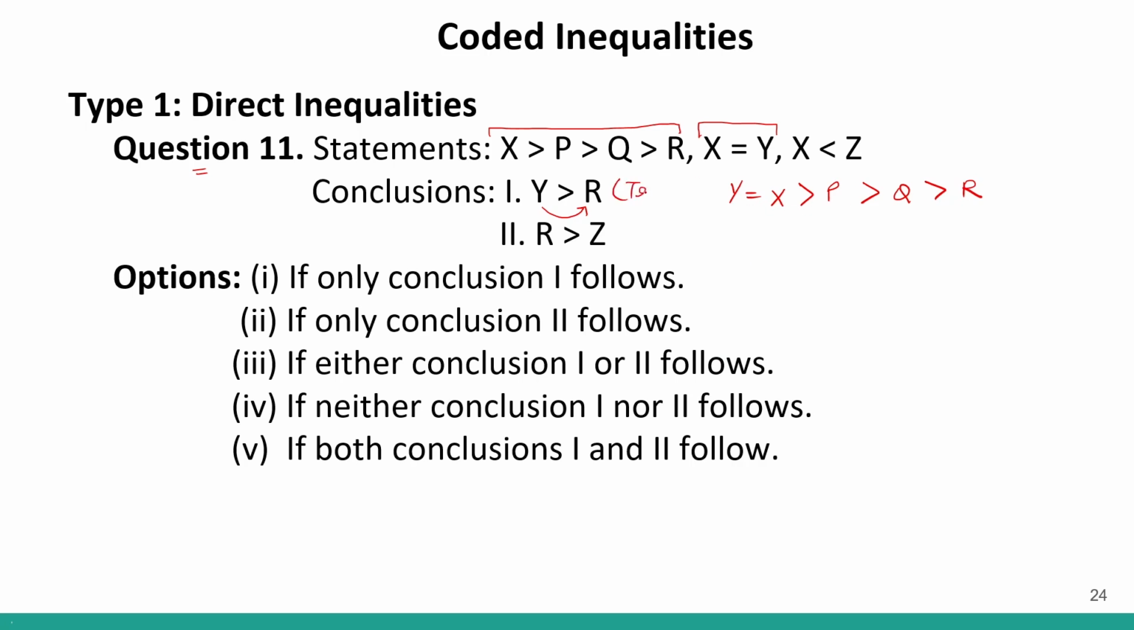So this is true. Coming to conclusion 2, R is greater than Z. So we will have to move from R to Z, correct? Now over here we have a relationship between X and Z which says that Z is greater than R, correct? So based on this information, I can see that R will be smaller than Z and not greater than Z. So this will be false. So my answer will be only conclusion 1 follows, option number 1. Clear? This will be my answer.